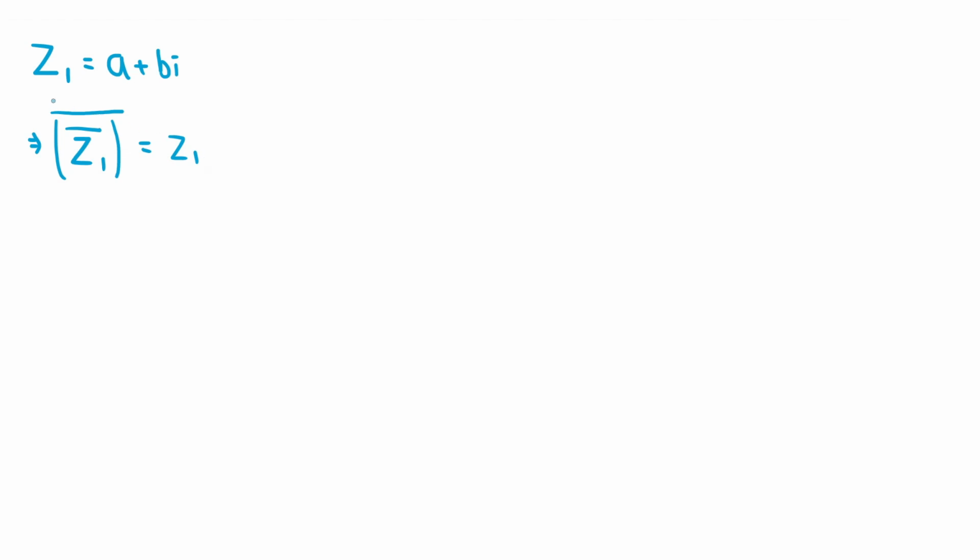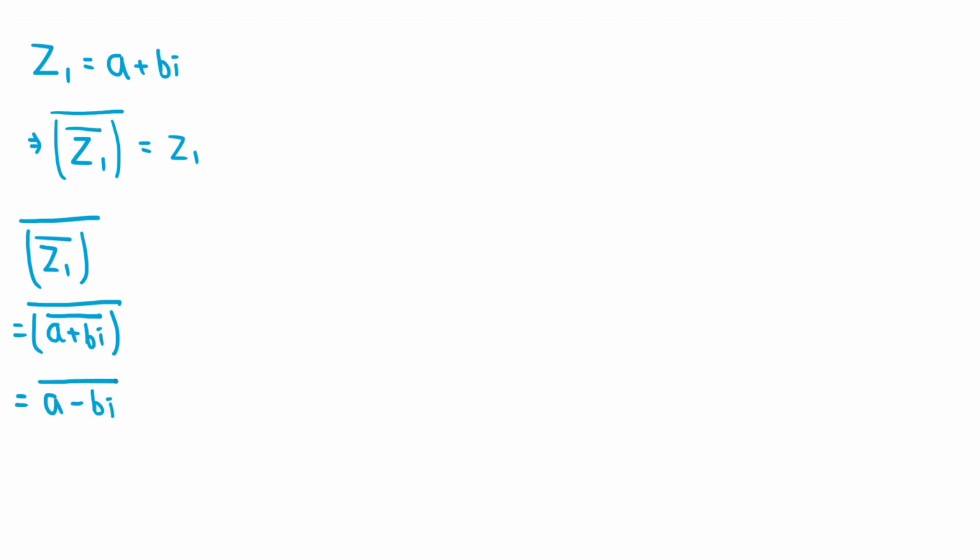So here's how we prove this. Suppose z1 is equal to a plus bi. Then z1 conjugate and conjugate again is equal to a plus bi conjugate, and then we conjugate this expression again. The expression inside the brackets is a minus bi, since the conjugate of a plus bi is a minus bi, and the second conjugate stays the same.